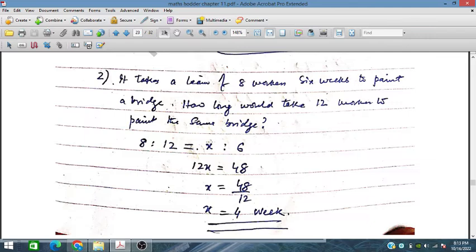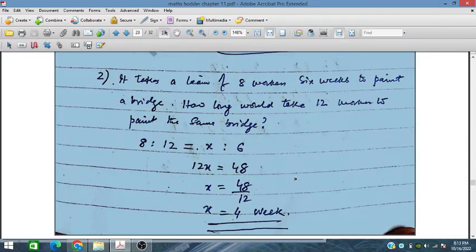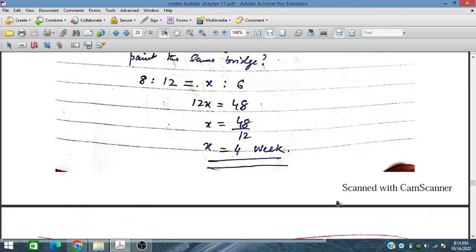So this is inverse proportion. We place the variables in a reciprocal way. So this is 8 by 12, so this is x by 6. The sides are cross multiplied as we did in earlier classes. So this is 12x is equal to 48. For inverse proportion, we perform this kind of operation. So this is obtained as 4 weeks. So instead of 6 weeks, this job would be completed within 4 weeks.